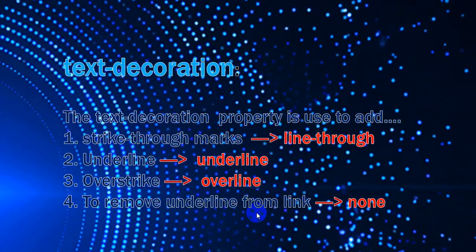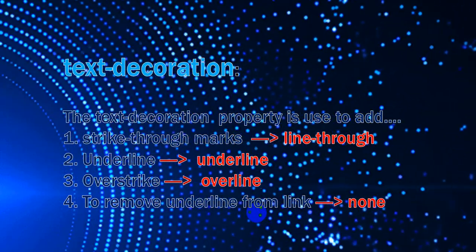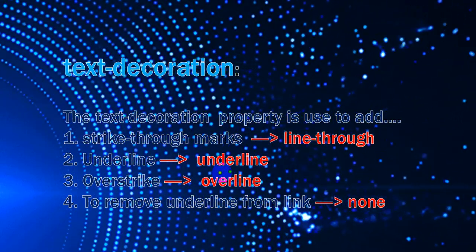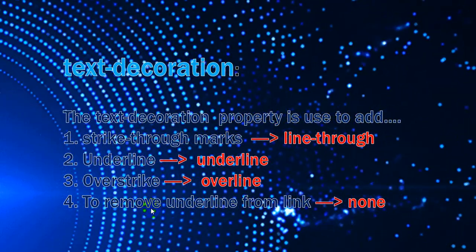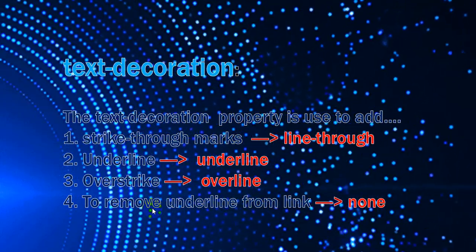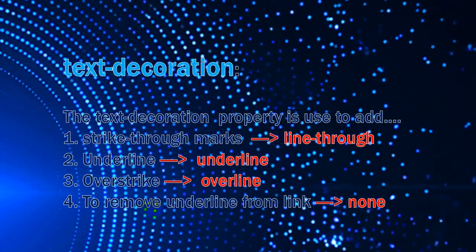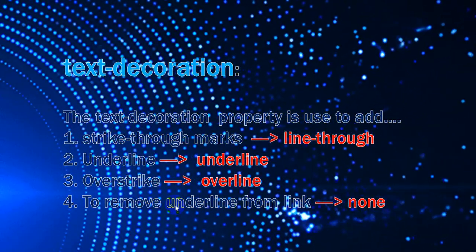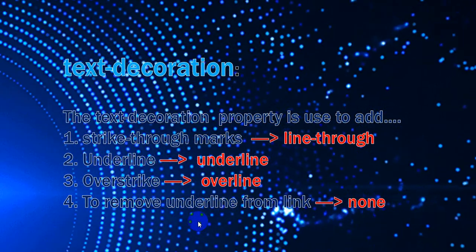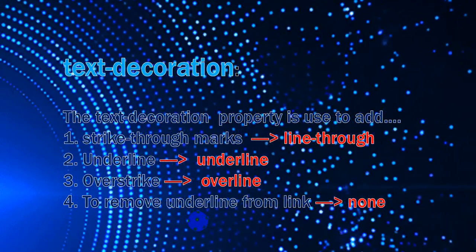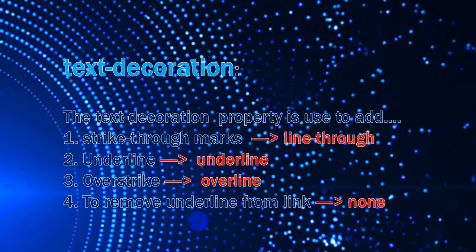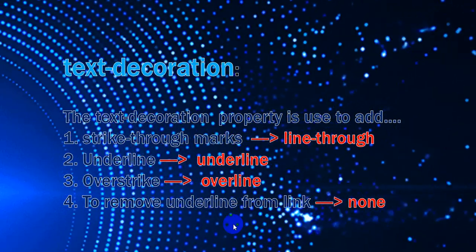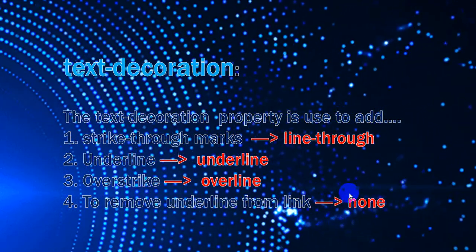So we have created a link, and inside that we have added a URL of Google. By default it will create an underline. If you use any A tag or create any link, by default it will create an underline. If you want to remove the underline from that particular link, the link will still be available and active. When you click on that text, it will work. Only the underline will be removed, by using the none property.